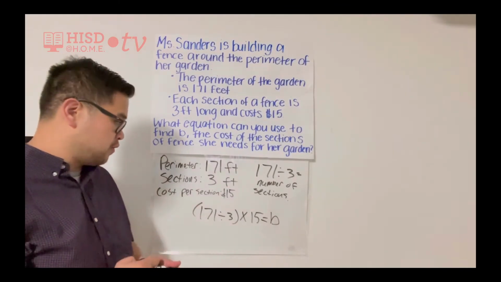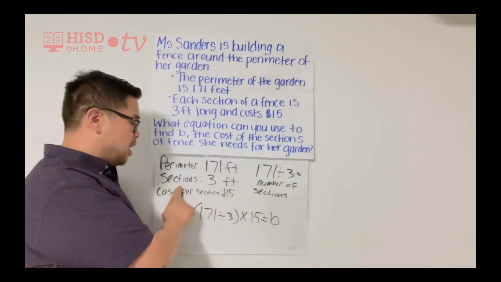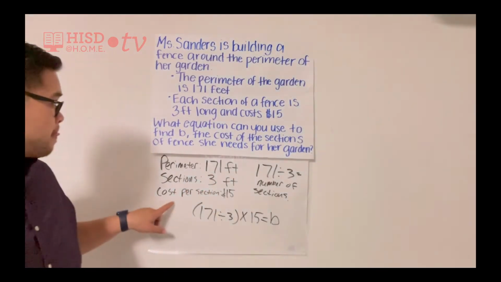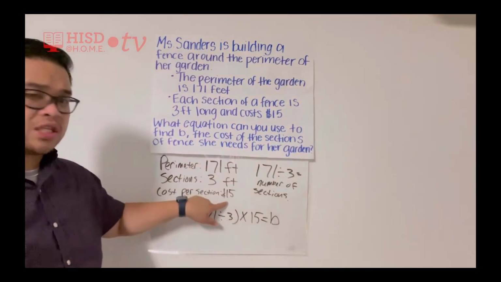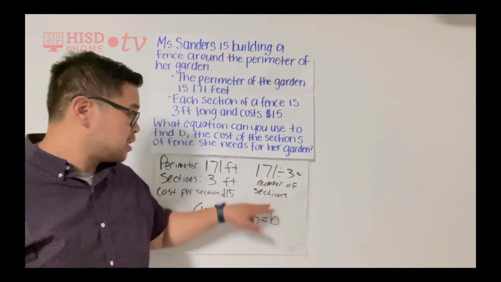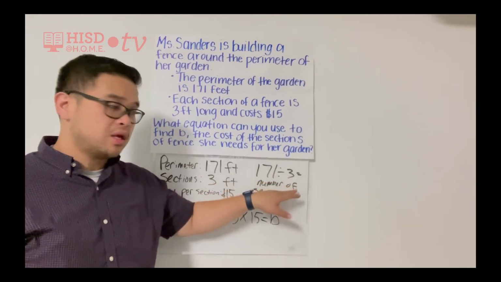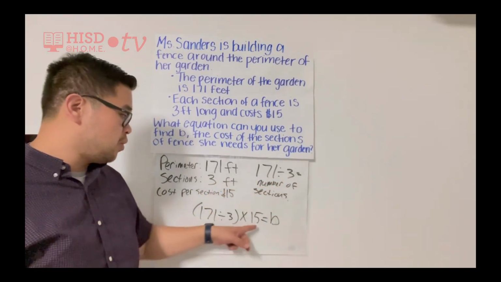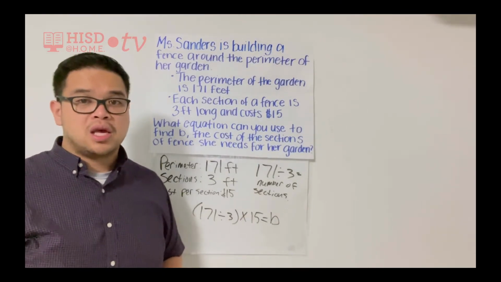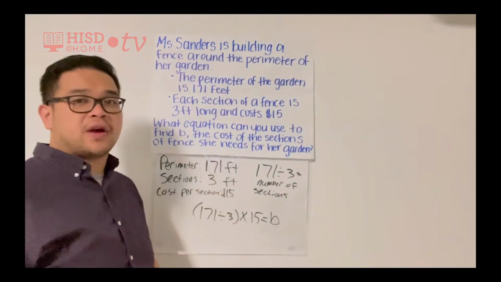So let's just do a quick review of this. We have our perimeter of 171 feet, and the sections are 3 feet. And the cost per section is $15. So we have to find out how many sections there are by dividing 171 by 3. That gave us the number of sections. And then we'll multiply the number of sections by 15 to find the total cost. And that's it. We have our equation. We don't have to really solve for it because the question just asks us to find the equation.